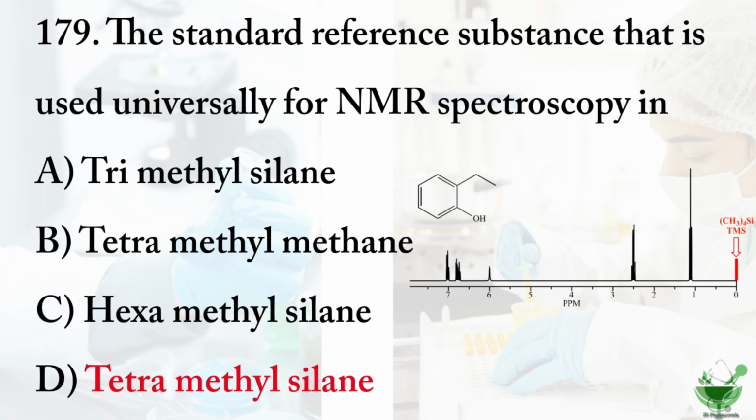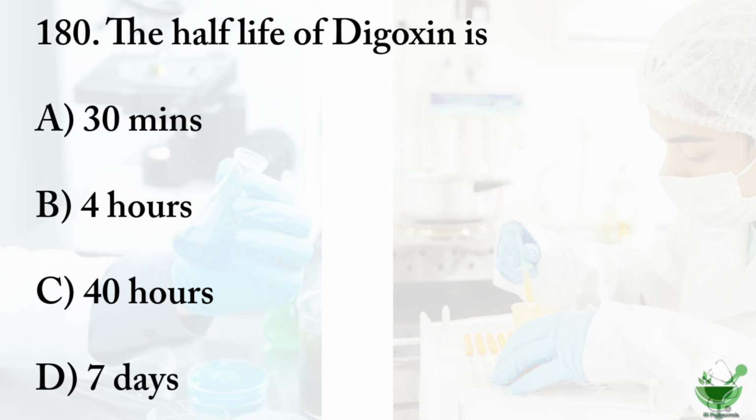The last question. Half-life of digoxin, given options A 30 minutes, B 4 hours, C 40 hours, D 7 hours. The correct answer is C 40 hours. So 40 hours is the half-life of digoxin.